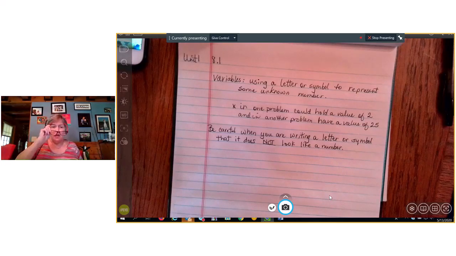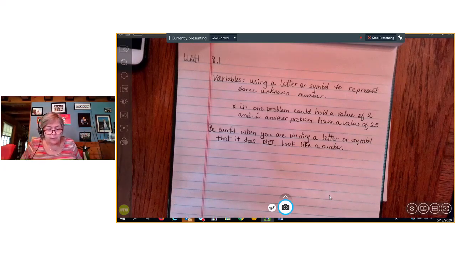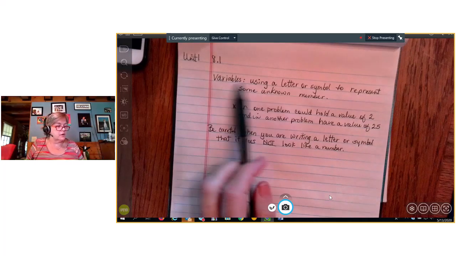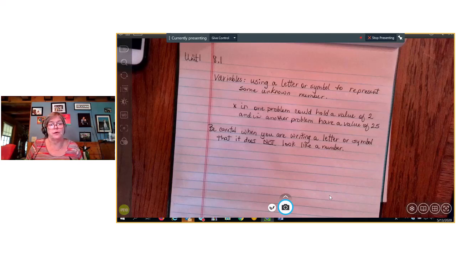So I've written down some notes here, and a lot of this may be things that you already know, but just in case my language is different from another instructor's language, just let me know. Variables are when we use a letter or symbol to represent some unknown number.